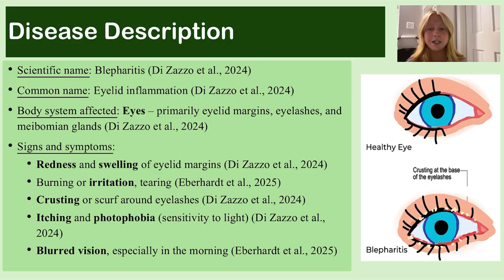Patients with blepharitis often present with symptoms like red, swollen eyelid margins, burning, and itching. There's usually crusting at the base of the eyelashes, also called scurf, and this is one of the most commonly seen features. Many people notice blurred vision or discomfort in the morning, which is caused by the eyelids sticking to the eye during sleep and tear film disruption. Other symptoms include photophobia. This is common and indicates inflammation and irritation of the ocular surface.